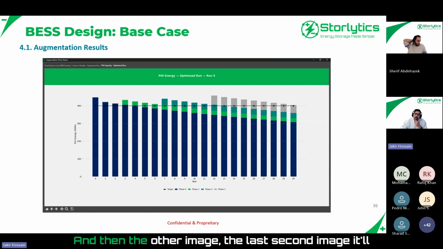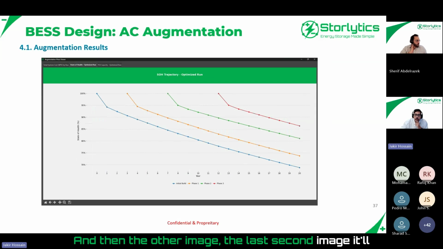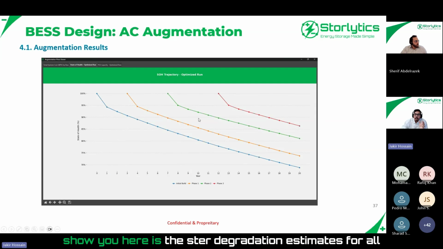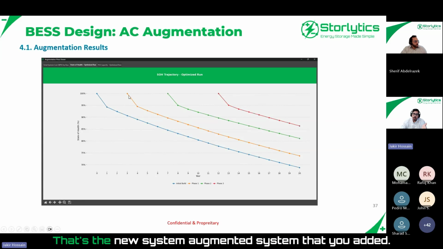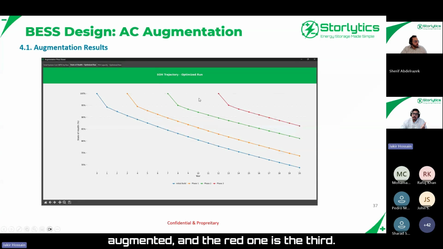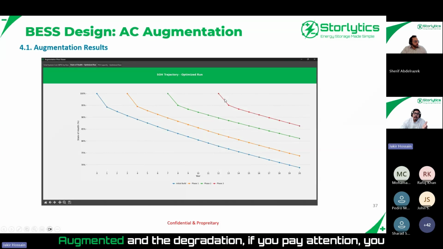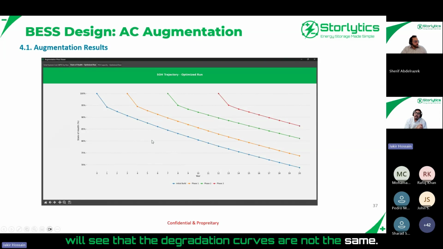And then the other image, the second image, it will show you here is the degradation estimates for all these different phases. And you will notice something in these graphs: the blue one here is your initial build. That's the initial system that you put in. And then you have phase 1. That's the new system, augmented system that you added. The green one is the second augmented, and the red one is the third augmented. And the degradation, if you pay attention, you will see that the degradation curves are not the same.